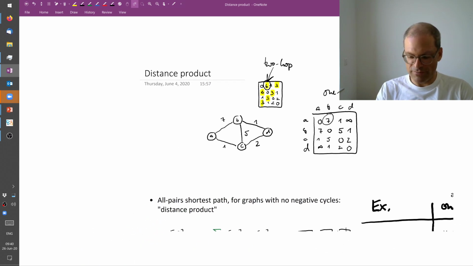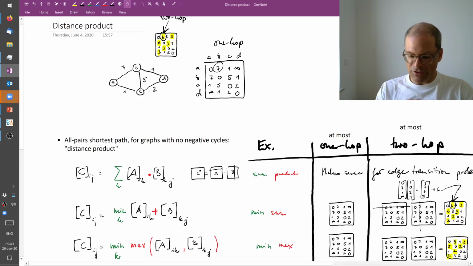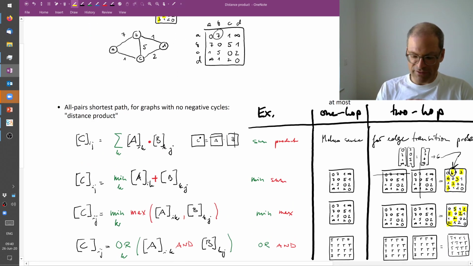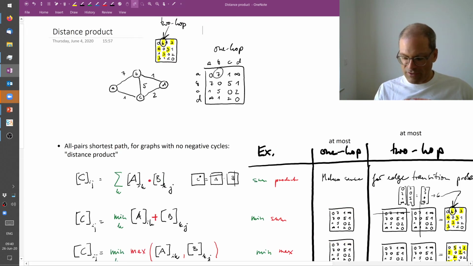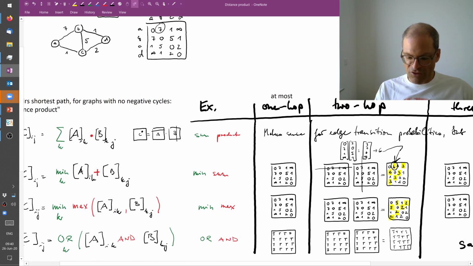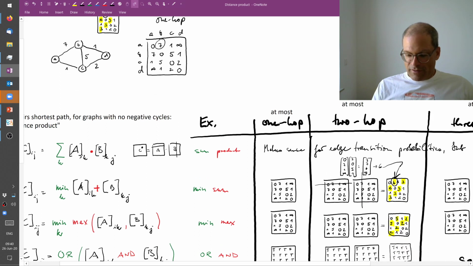And how did we do it? Well, we took this matrix, which had the edge costs, and we made this generalized multiplication of the matrix with itself. And the kind of matrix multiplication we did here was a min-sum matrix multiplication. And well, I find this totally great. Yeah?